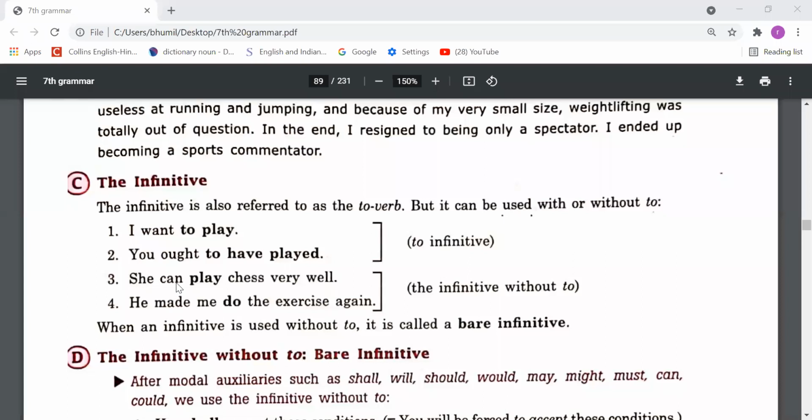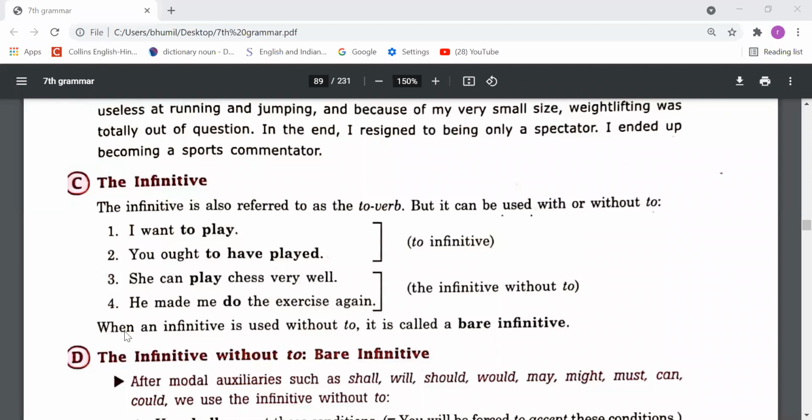जब मॉडल ऑक्सिलरी वर्ब्स यूज करते हैं, उनके बाद जो वर्ब्स यूज करते हैं वो नॉन फाइनाइट में इन्फिनेटिव पार्ट होते हैं, जो बिना टू के लिखी जाती है, राइट? Next, he made me do the exercise again. So this is do also, that is the non-finite, that is in this infinitive. ये इन्फिनेटिव है जो नॉन फाइनाइट का पार्ट है, राइट?